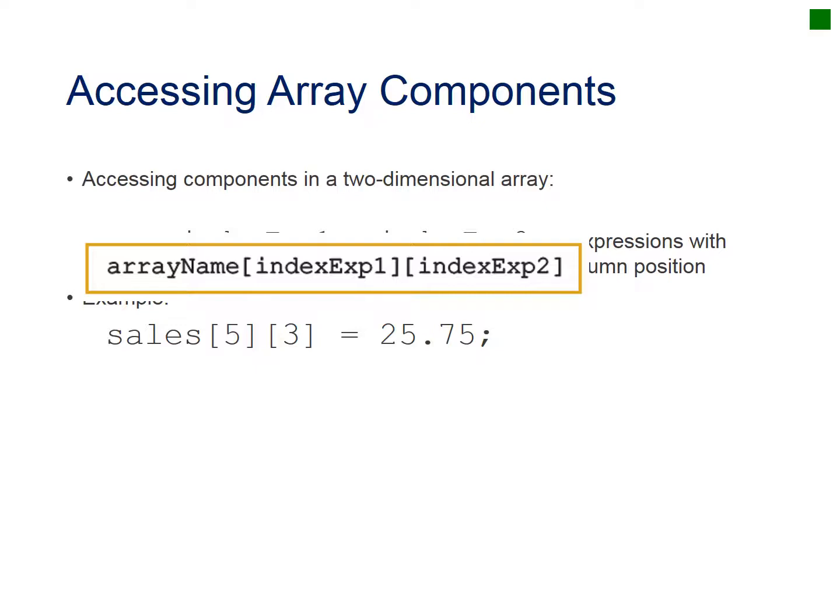Accessing array components. To access components in two-dimensional arrays, we use the following syntax: the array name followed by [index expression 1][index expression 2], where index expression 1 is the row, index expression 2 is the column, and these are positive integer values. For example, we have an array named sales. This is the row, and this is the column. So in row 5, column 3, we have the value 25.75.